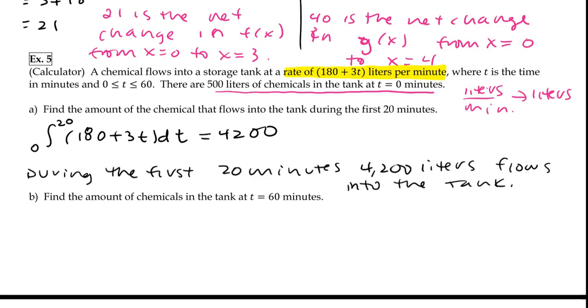Okay. We don't know how much is in there at 20 minutes. We just know how much it's changed by. Look at B. Find the amount of chemicals at t equals 60. Okay, this is a game changer. Now this is saying this does not just want net change. And let's make a note. This one wants net change. The second one does not just want net change. The second one wants a quantity at a specific time.